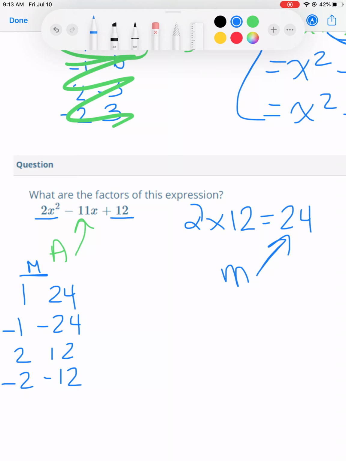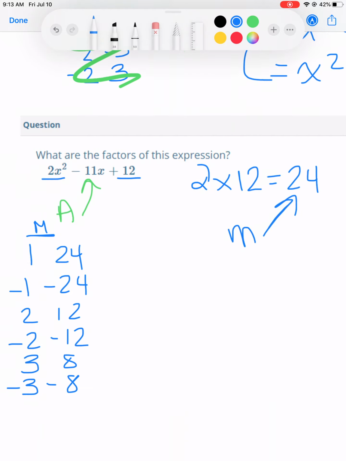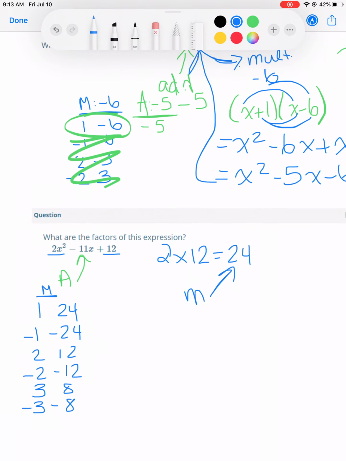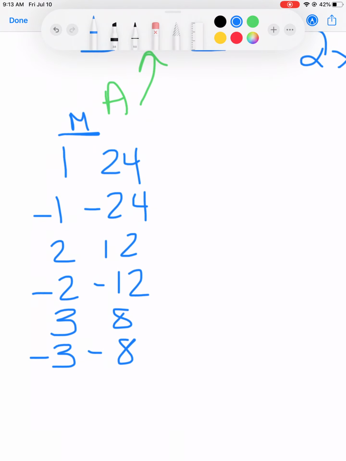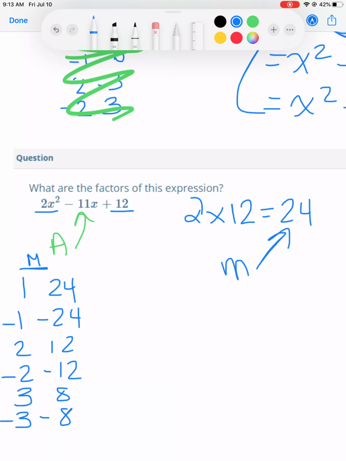I've got 3 and 8, -3, -8. I've got 4 and 6, -4, -6. 5 doesn't work. We're back to 6. Okay, so those are all my numbers.